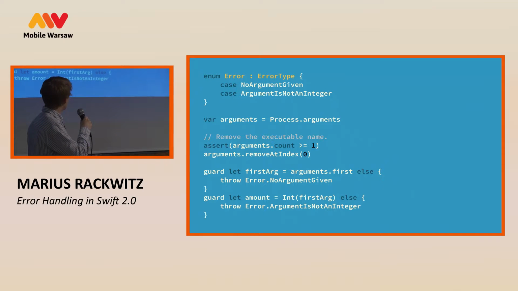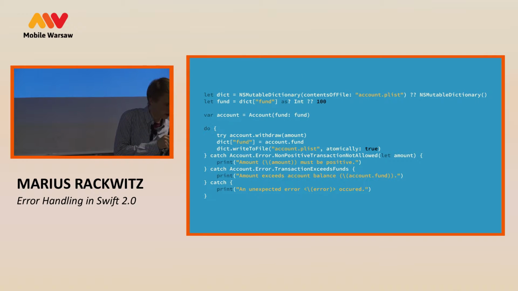This is just some very, very basic command line parsing code, how you hopefully would never write it in practice, just for example purposes here. Yes, and as you see, throwing errors is basically just throwing and then referencing an enum value. So much about that here.